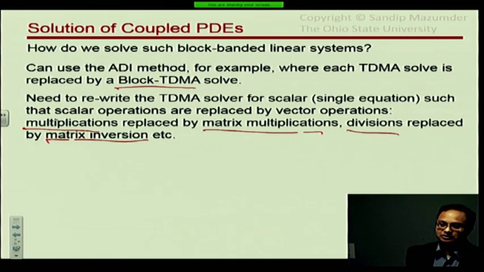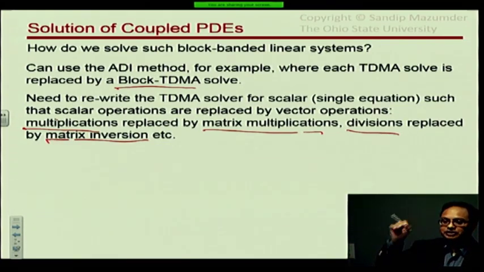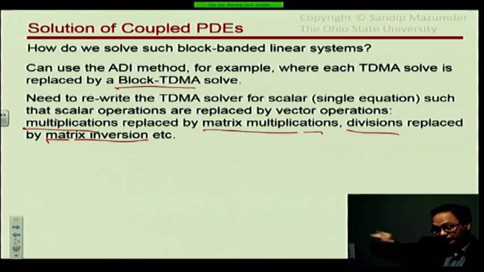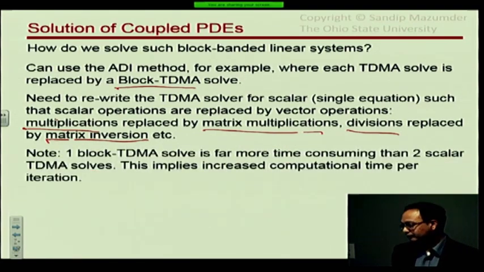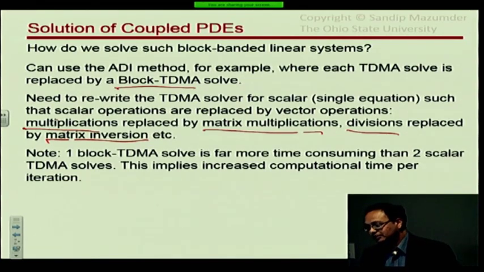If you now use the block TDMA solver, you're still going to be doing row-wise and column-wise sweeps. Each time you solve, you get that entire vector of values for all the nodes along the line that you're solving for. Now, one thing to realize is that one block TDMA solve is far more time consuming than 2 scalar TDMA solves. It's not additive, it's much more than that, because now you're involving things like matrix inversion and all that. So it becomes computationally more expensive per iteration.